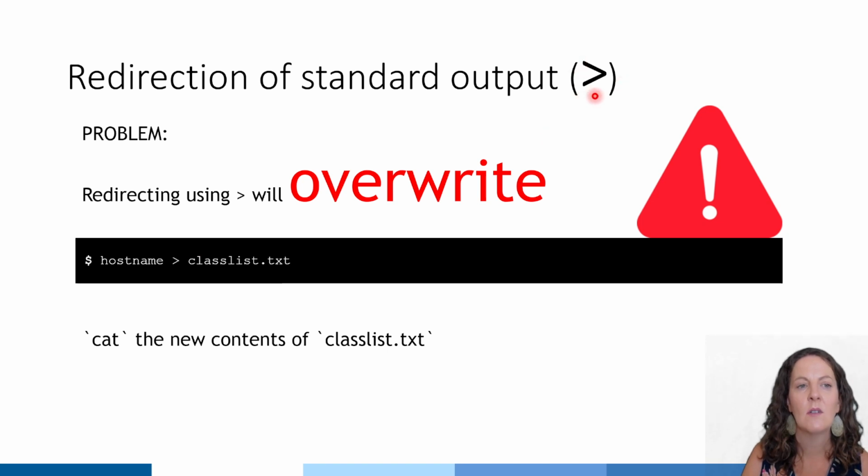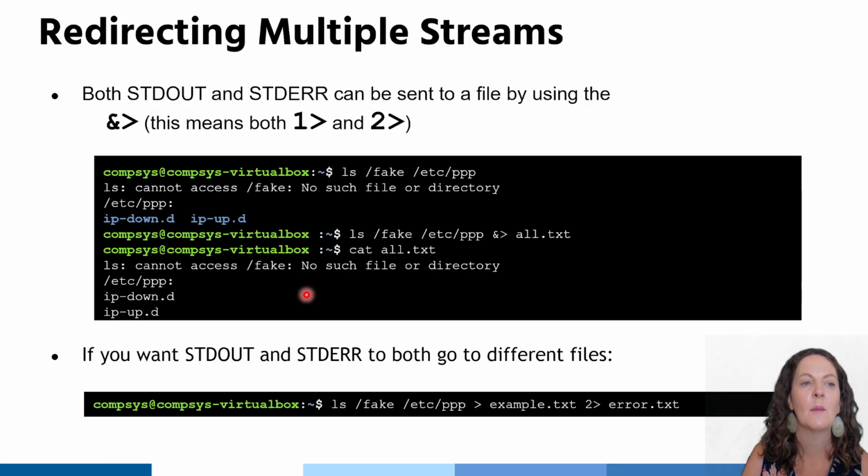If you only want to redirect the standard output to a file and you want your errors to go someplace else, you can do them separately. So you can do both of them at different times if needs be. So if you want your standard output to go to a different file, list, fake, and the etc ppp. Put the output into example.1, but if there's an error, send that to error.txt. So you can use more than one command in one line of code.